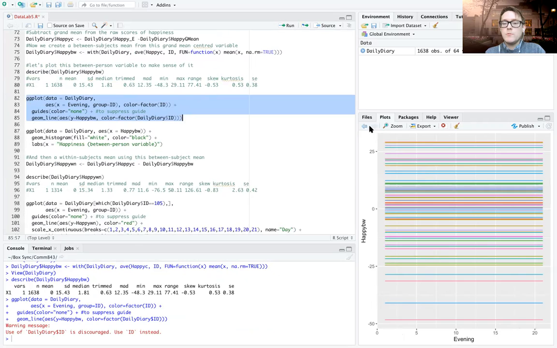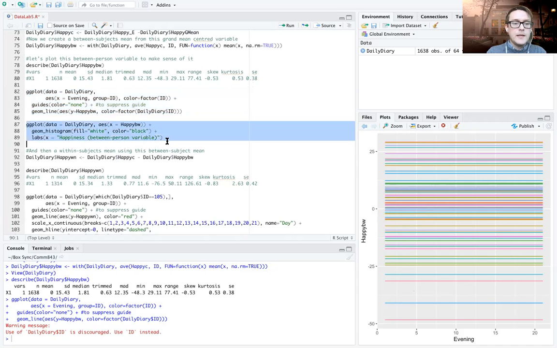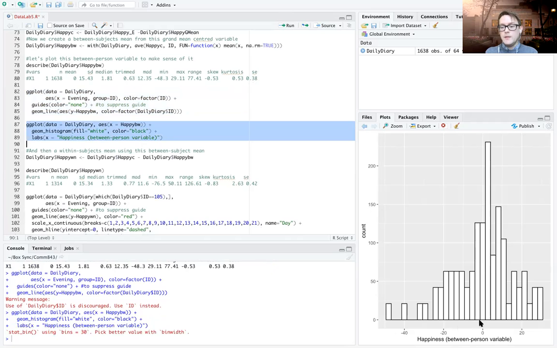But now, rather than going from 1 to 100 like on our original scale, the prototypical person, the average person, is at 0. If you're above 0, you are exhibiting greater happiness than your typical person. So you tend to experience more happiness than the average person. If you're below 0, you experience less happiness on average than the average person. And this is across your 21 days. It's not taking any time variation into account. And again, we can look at a histogram, and the average person's at 0. Some people are above, some people are below.